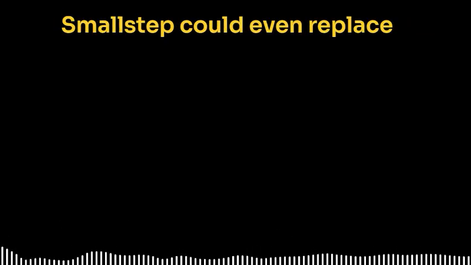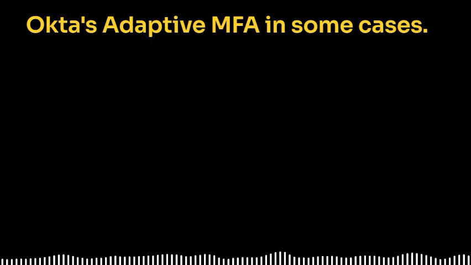Right. So it's seamless security, which is what everyone wants, right? Seamless security, that's the dream. We talked before about how Smallstep could even replace Okta's adaptive MFA in some cases. Right. What makes that possible?